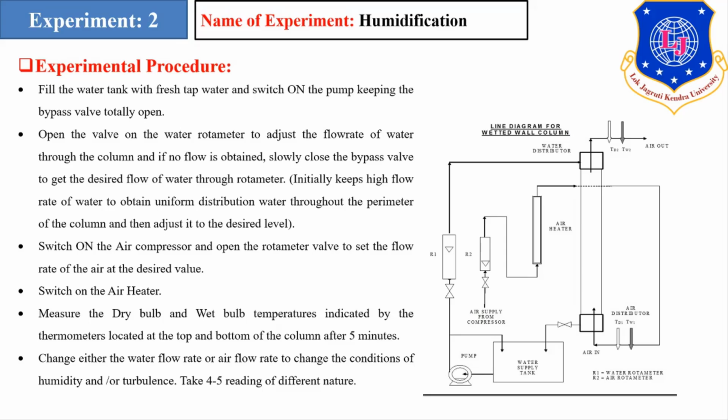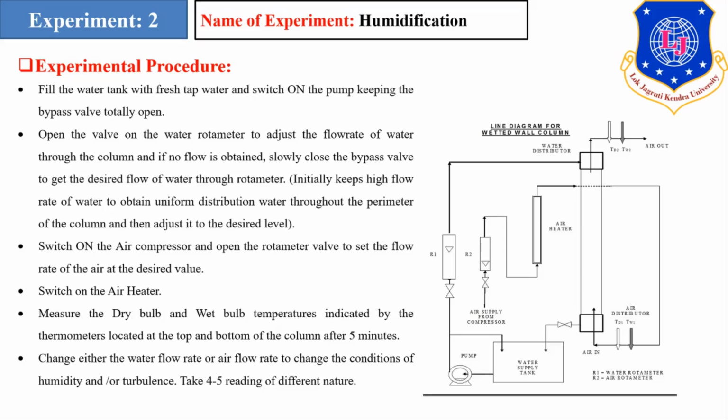Then after this we will measure the dry bulb and wet bulb temperatures, that will be indicated by the thermometers located at the bottom and at the top, after 5 minutes. So when we get the desired values of air and water flow rates, after that we will measure the dry bulb and wet bulb temperatures, which will be indicated by the thermometers provided at the top and at the bottom of the column.